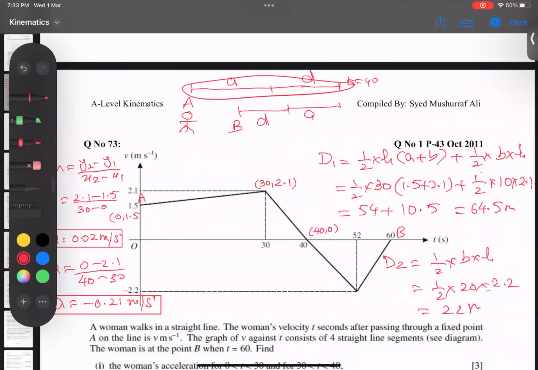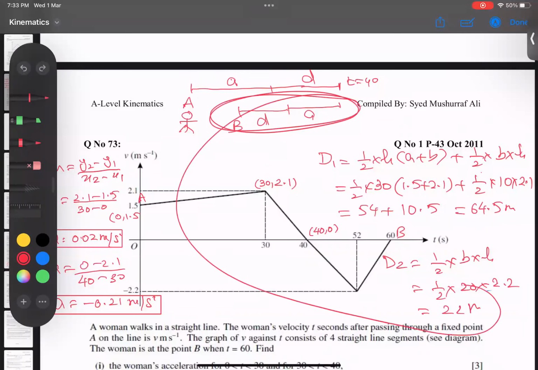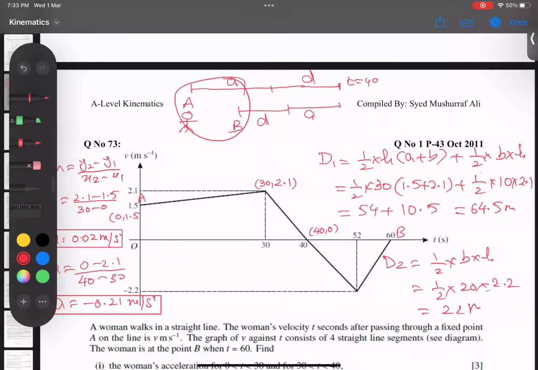Going away, she traveled 64.5. Coming back, she travels 22 meters. And how much is the gap between A and B? I can say directly the AB distance is 64.5 minus 22. Let me recheck it. It is coming 42.5 meters. So AB is very, very clear now.